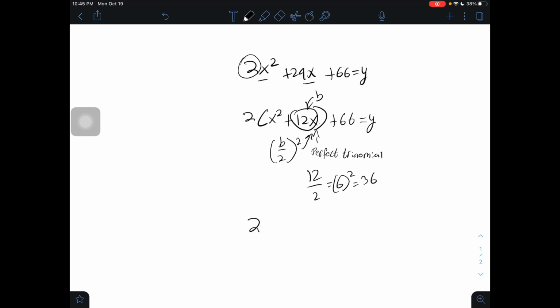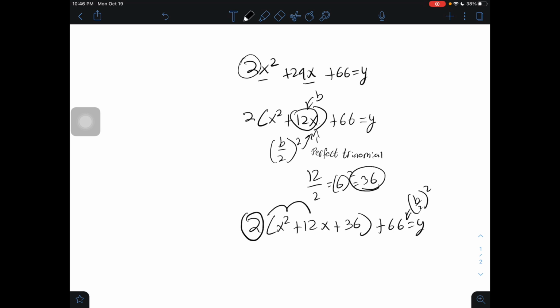So now we have the equation 2 times x squared plus 12x plus our b over 2 squared, which is 36, plus 66 equals y. The key thing to remember is now we have to add here our b over 2 squared. But you have to remember this 2 is being multiplied by everything in this parentheses because of distributive property. So 2 times 36 equals 72. This 72 is what we're adding to our 66.